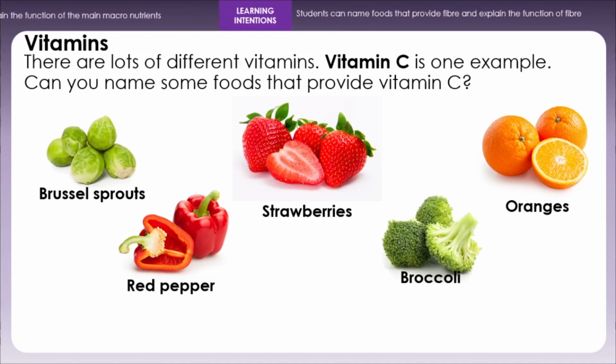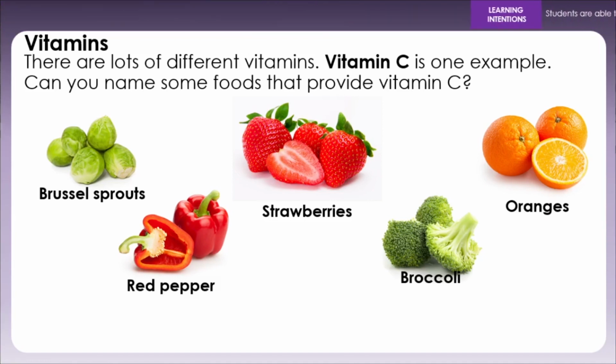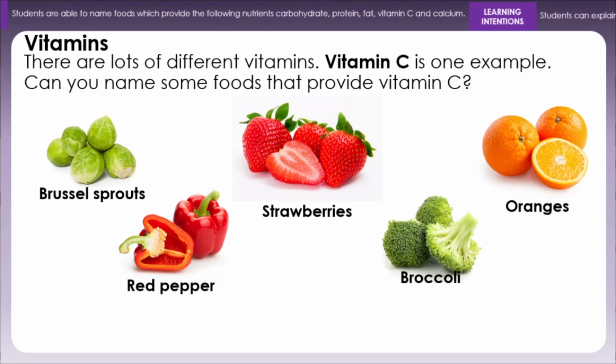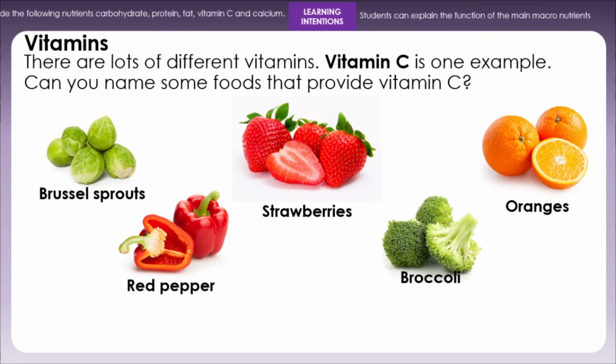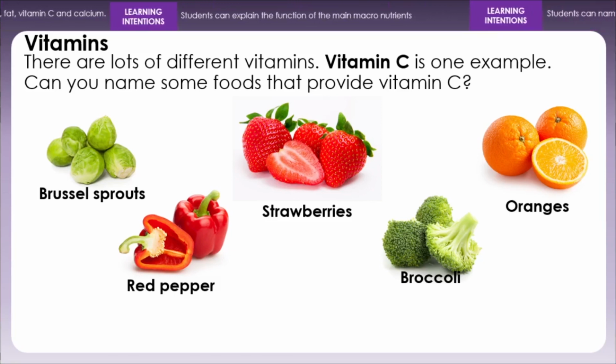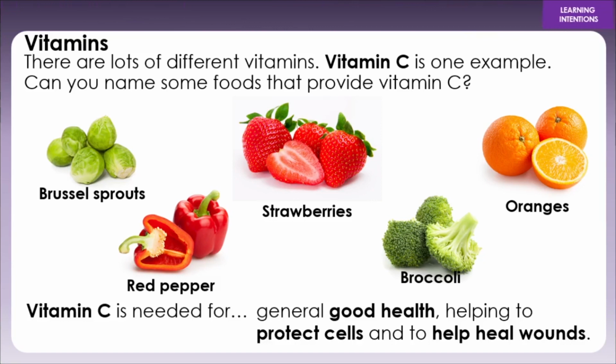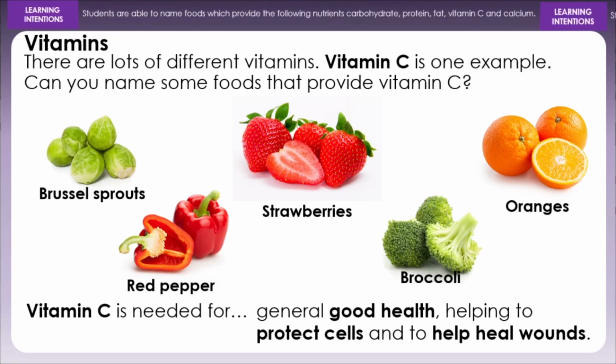And years gone by, the Navy would get limes because there was vitamin C in any citrus fruit, and that would help prevent them getting a disease called scurvy. So vitamin C is needed for general good health, and it helps protect the cells and helps to heal our wounds. And it can help you prevent getting colds as well.